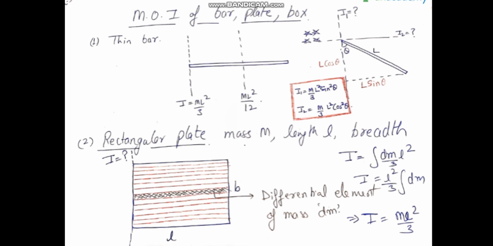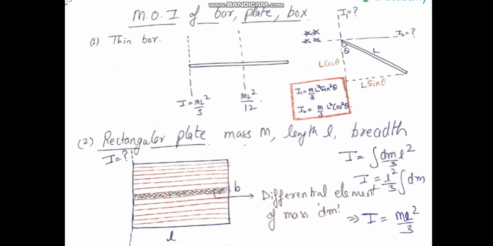Hello students, welcome back. This is the third lecture on the course Moment of Inertia. In the first and second lecture, we developed the basic concepts of moment of inertia. We read the formula for moment of inertia for a discrete particle system and for a continuous mass distribution.